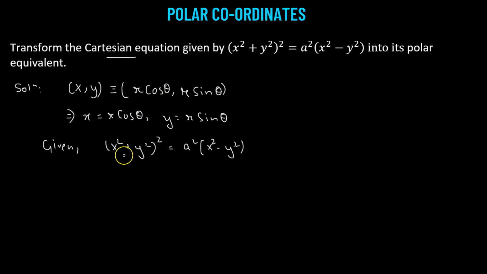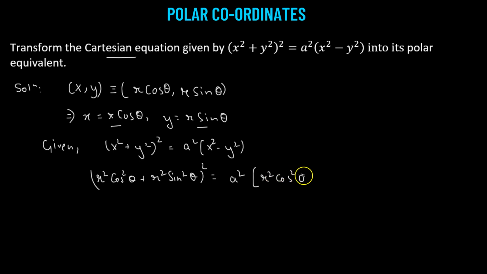So that means what we'll do, we'll replace the value of x with r cosine theta and the value of y with r sine theta. So let's do that. So we get (r squared cosine squared theta plus, in place of y squared, r squared sine squared theta), and we square it. So this will be equals to a squared multiplied to (r squared cosine squared theta minus r squared sine squared theta). Now we'll take r squared as the common factor.